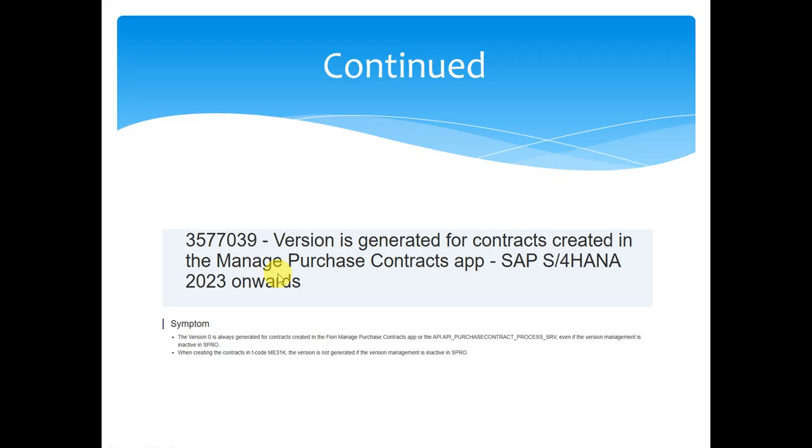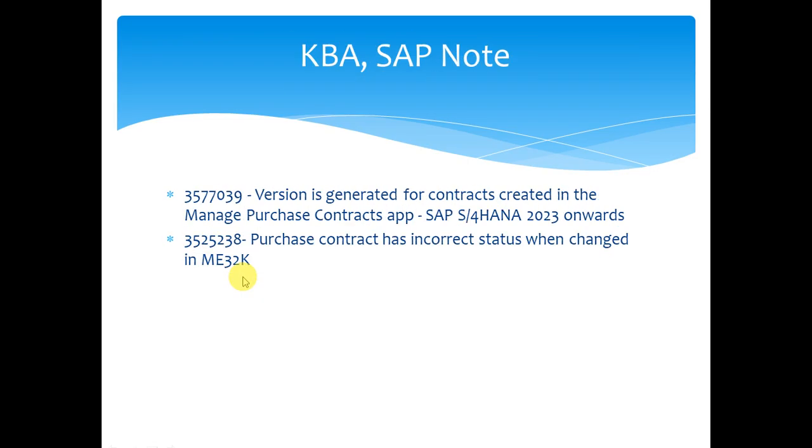This is the document which I was talking about, 3577039, version is generated for contracts created in the Manage Purchase Contract app. Please go through this KBA document and this note 3525238. This is for today's topic.